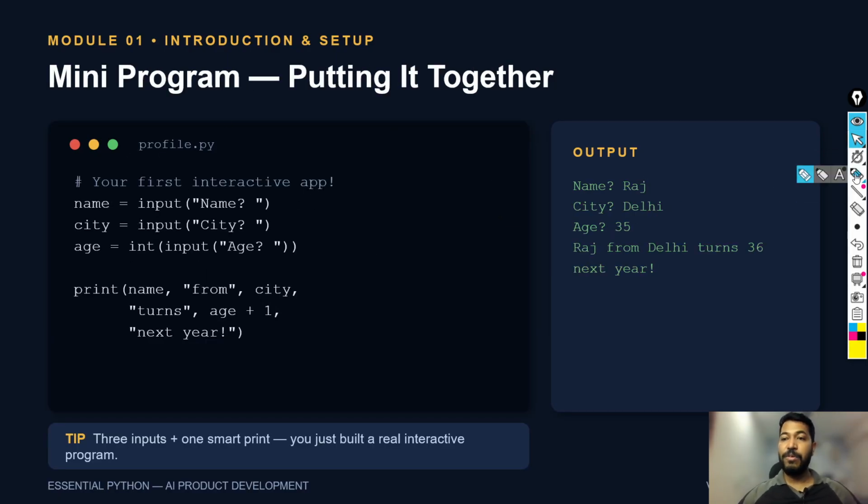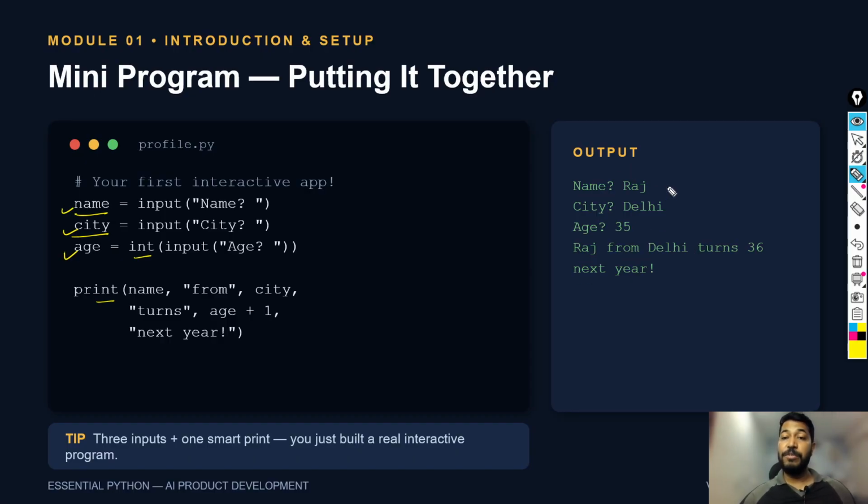As a part of this mini program, I'm taking the input from the user, from the prompt, for the name, city, and age, and I'm doing the required typecasting. For the name, it is not required. By default, it's returning a string, which is expected for the name and for the city as well. But for the age, I'm expecting an integer, so I'm doing the typecasting. Then I'm printing the name, from, city, and so on, and the output will look like Raj from Delhi turns 36 next year.